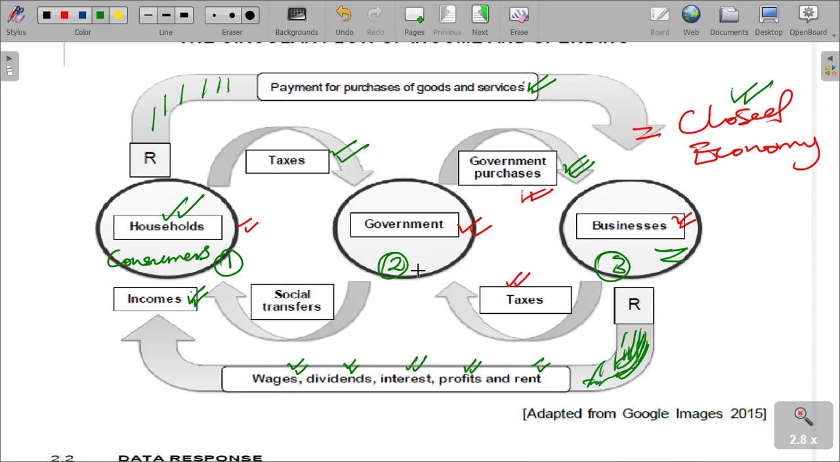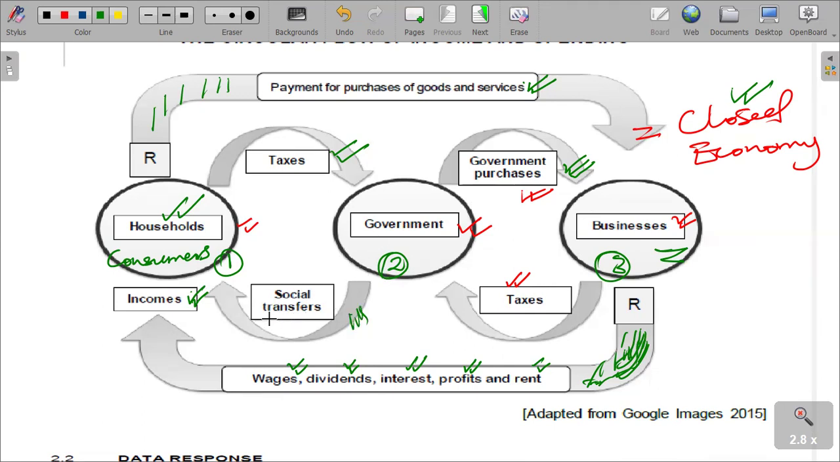Businesses also inject money into government by paying taxes, and we can talk about the various taxes that businesses pay, which also boost government income. Then we have government to households.